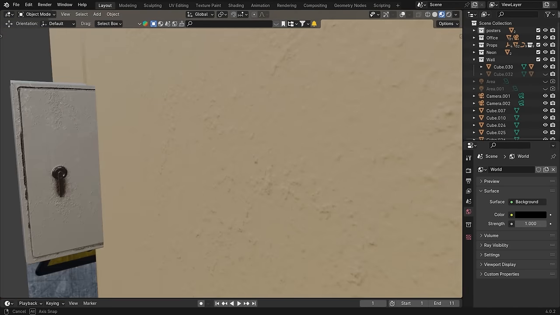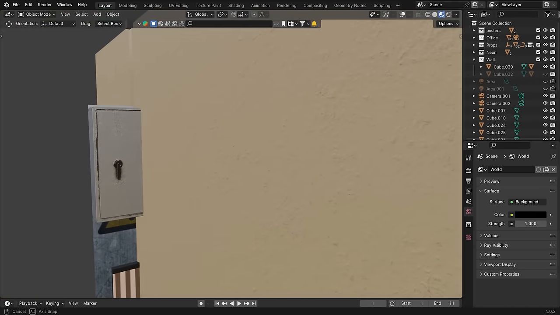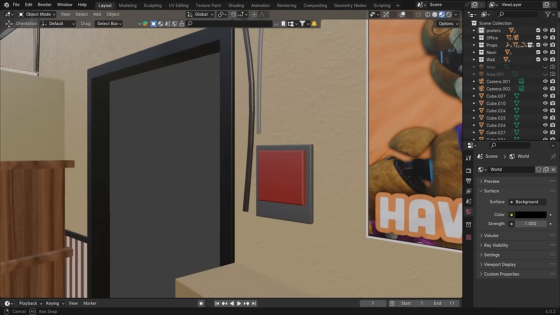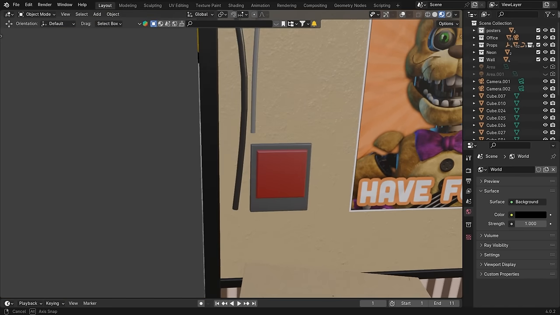I'll miss you. And an electrical box that's halfway through the wall, but you can't see it because it's out of frame, so who cares? And finally, 2 big buttons for the doors because I was too lazy to model and animate a lever.